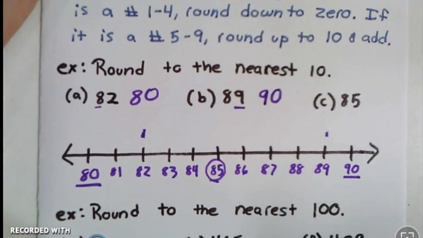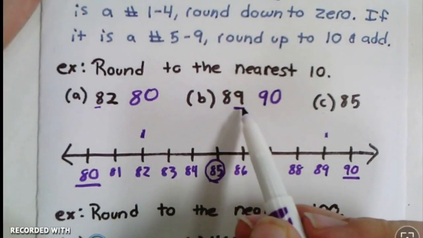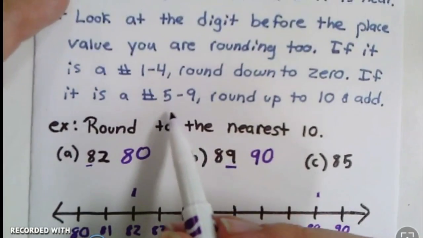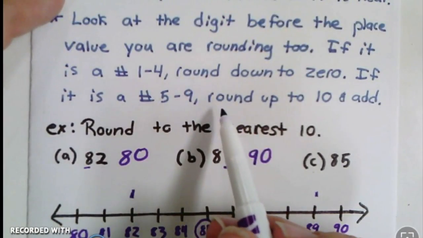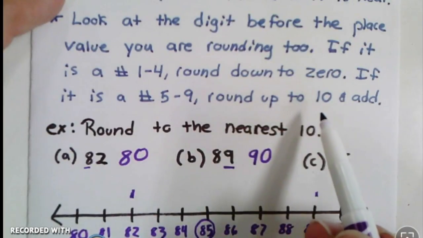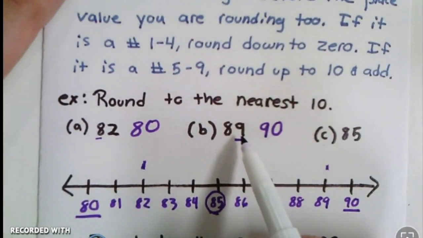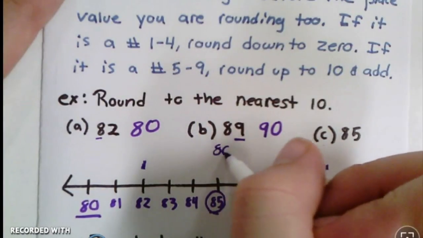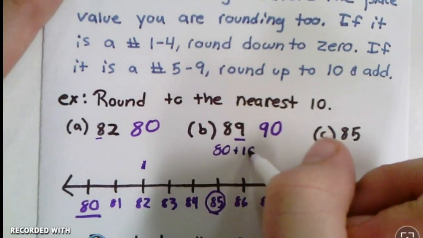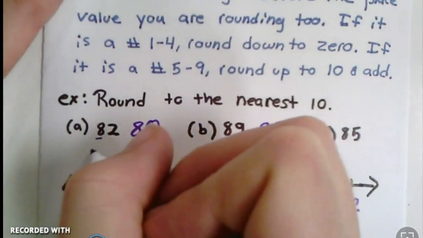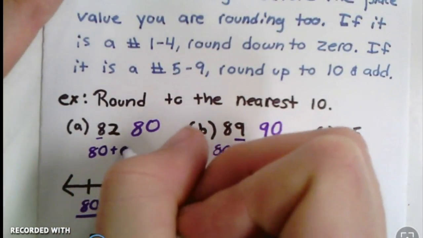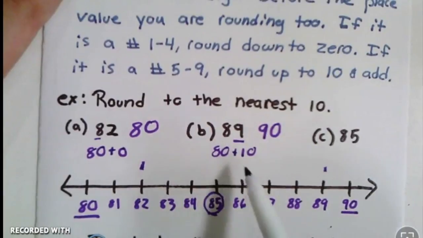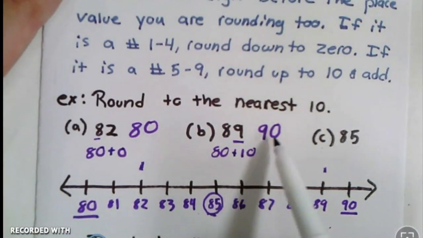Now look at the rules I gave you. So here we have a 9. A 9 is a number between 5 and 9, so we would round up to 10. So if I rounded this 9 up to 10, then I would be adding 80 plus 10. Whereas here I added 80 plus 0 because the 2 rounded down to 0. So 80 plus 10 would be 90.